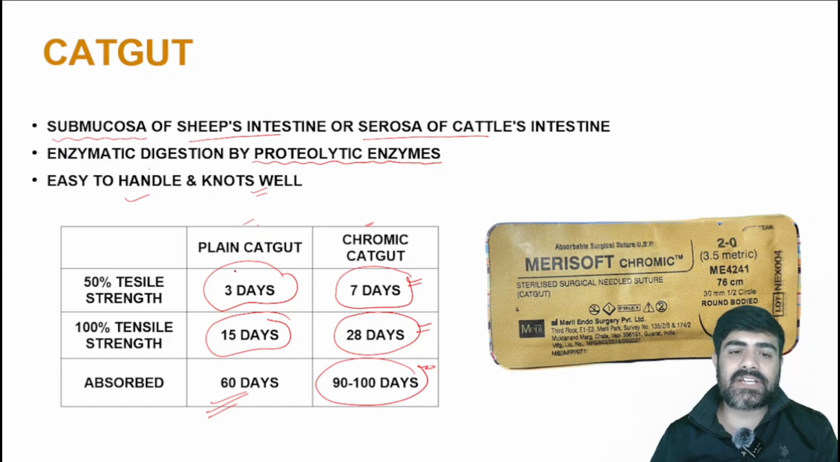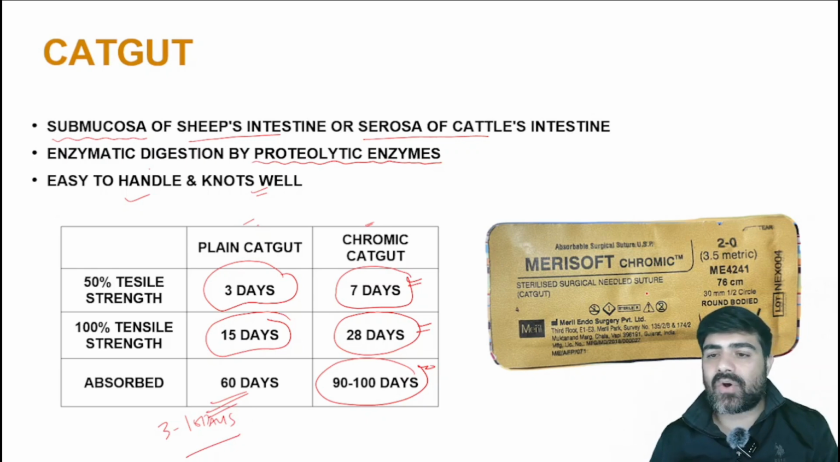Okay, in some books the tensile strength is written as 3 to 10 days. Fine, so this is chromic catgut. You can see this is a chromic catgut suture. The needle here is a round body needle, and the suture is 76 centimeters, size 20, that is the thickness of the suture.